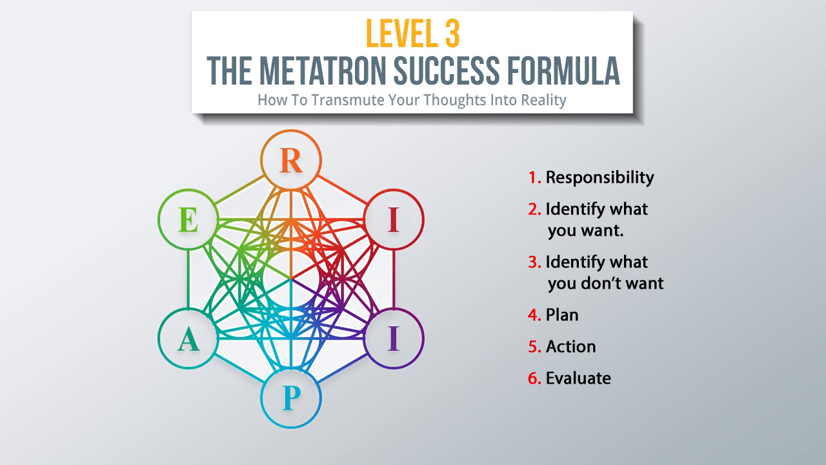You're going to really think about what you really want. If you can't think of what you really want, then think about what you don't want, which is number 3. So identify what you want, identify what you don't want. Those are the 2 I's. And then number 4, make a plan. How are you going to achieve the next step? Make a plan.